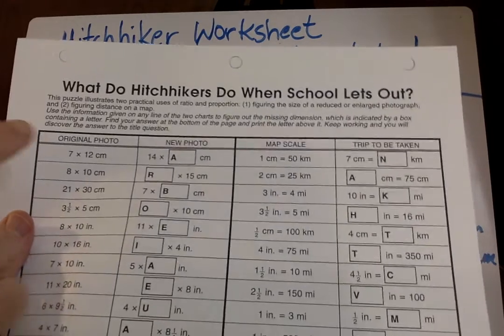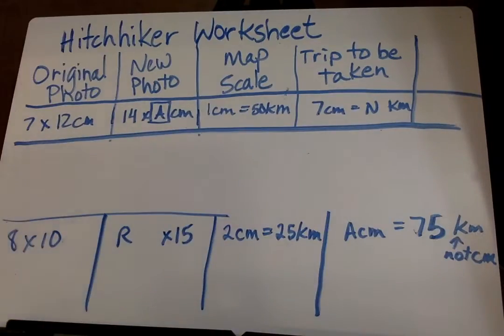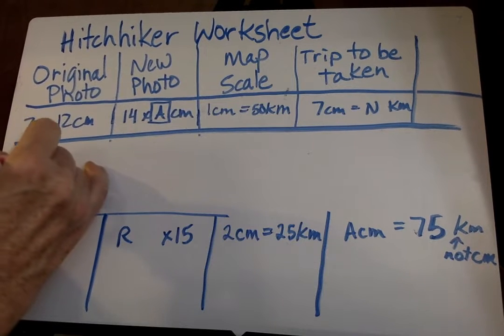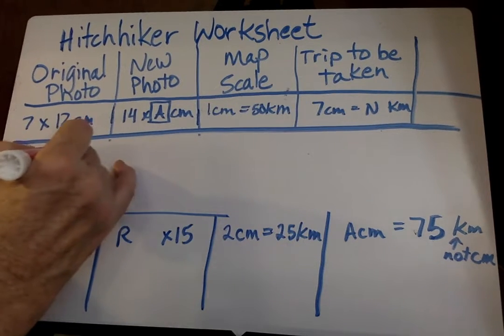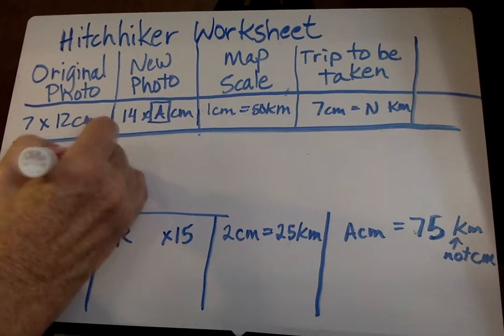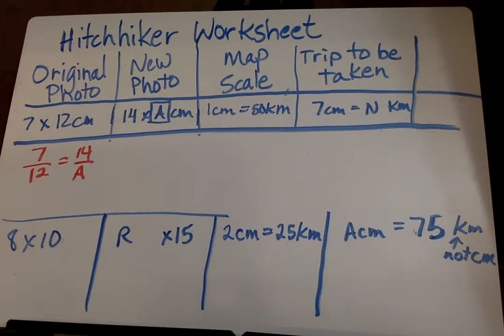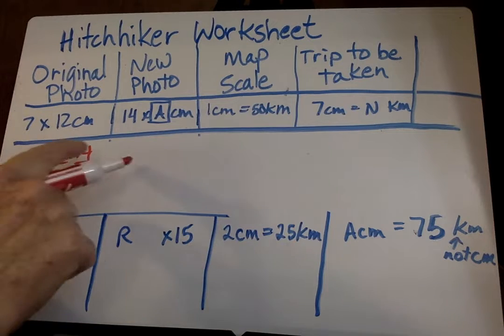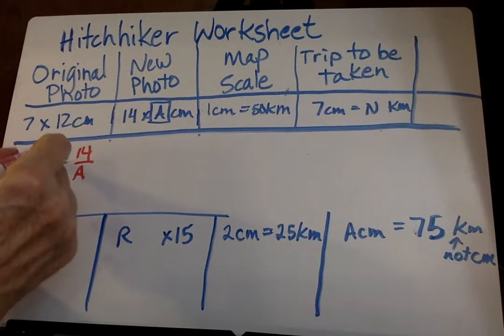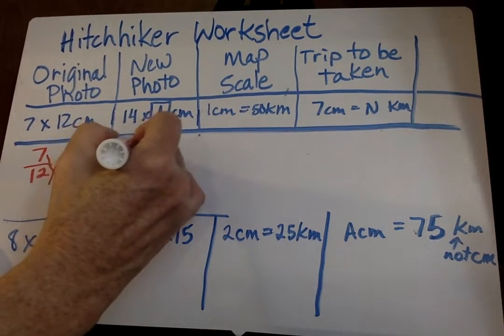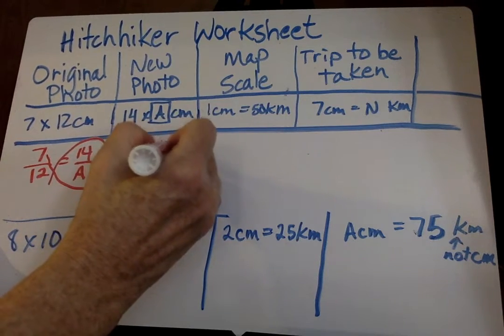Okay, so we have our original photo, 7 by 12. So I'm going to put that over here as a proportion. 7 is our original, 7 by 12, and that is going to equal 14 by A. So they're all centimeters, so it's kind of hard to say, oh, 7 goes to 14, so 12 is going to go to A. Okay, so it's straight across here. Now I'm going to do my fish. 7 times A will be 7A equals 14 times 12.